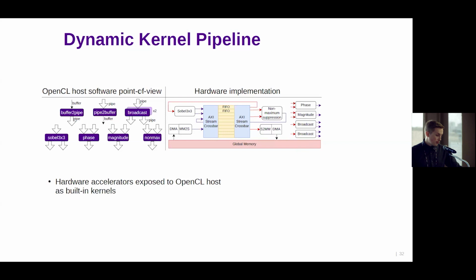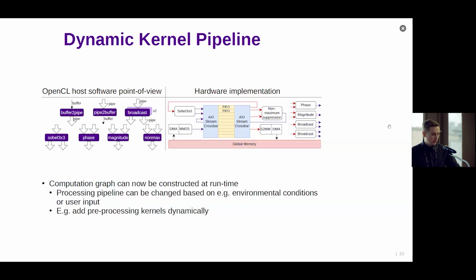And from the OpenCL host software's point of view, it's just these OpenCL kernels that can use pipe arguments and clSetKernelArg to construct a dynamic computation graph. You could come up with some applications for this, but at least this is now more spec compliant than the vendor implementations earlier, because you are able to change the connectivity at runtime.